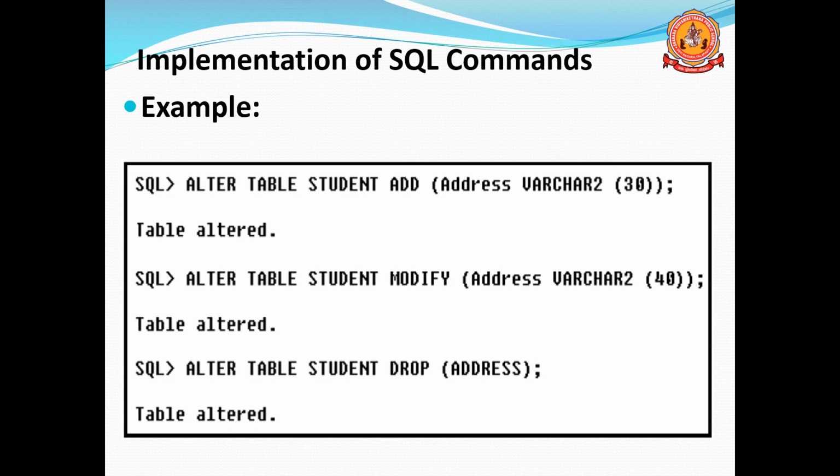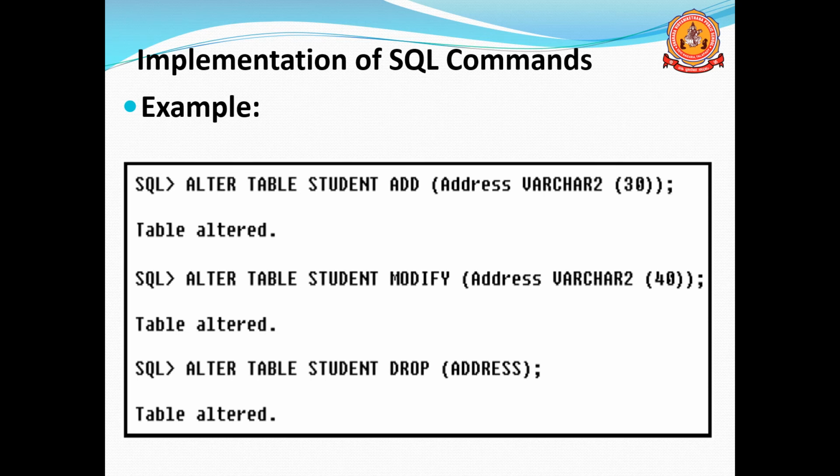Then if you want to modify: address was created with size 30 characters, and I want to change it to 40 characters. So the second SQL query: alter table student modify address varchar2(40). Student is the table name, modify is a keyword. Earlier it was varchar2(30), now it is 10 characters more. This is modifying the total memory size of the particular column, which is possible using alter table with modify.